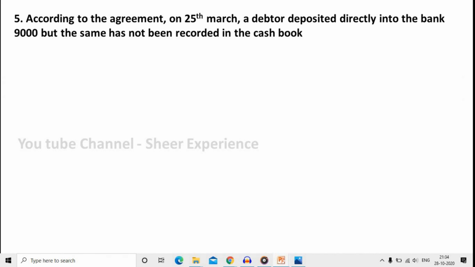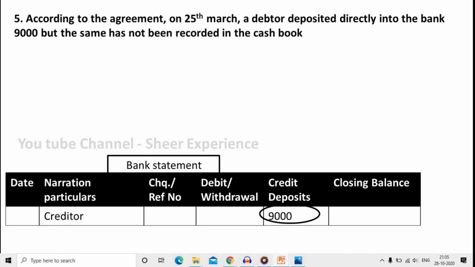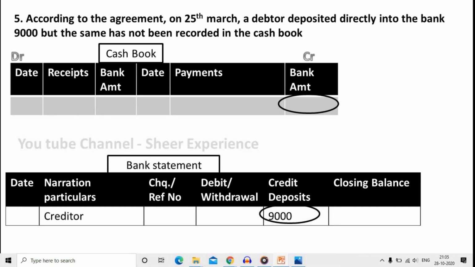Our next transaction is, according to the agreement on 25th March, a debtor deposited 9,000 directly into the bank, but the same has not been recorded in the cash book. Debtor means our customer. When our customer deposits money into our bank account, the bank credits our account. So in the bank statement, it is appearing under the credit side, that is under the deposit side. Since we are not aware of this transaction, we have not recorded this entry in the cash book. So no entry in the cash book.